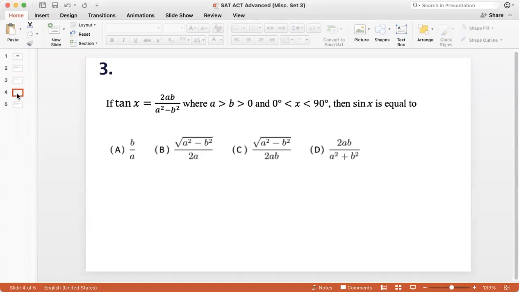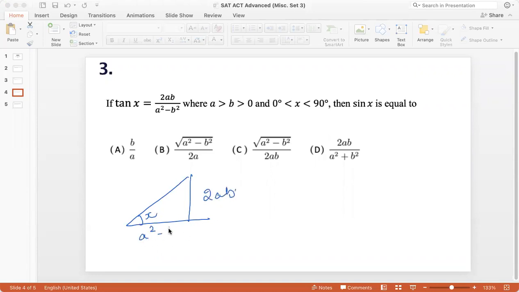Okay, question 3. If tan x is equal to 2ab divided by a squared minus b squared, where a greater than b greater than 0 and x between 0 and 90, then what is sine x equal to? So let's say that this is x. So tan x will be opposite over base. So this is 2ab and this is a squared minus b squared.